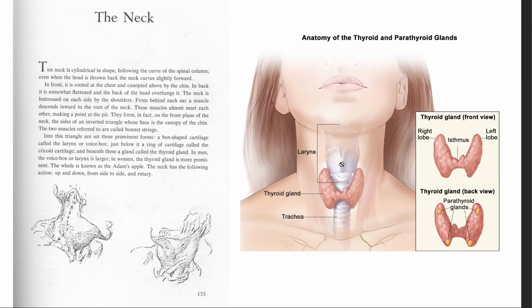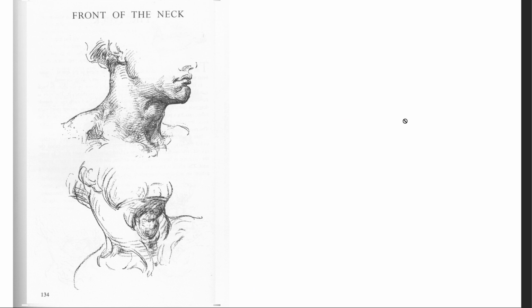This is the Adam's apple more specifically, and this is the thyroid shape. Men have a more dominant or predominant Adam's apple, while women have a more predominant thyroid gland. I'm not particularly fond of this page, although the top drawing is much better done than the bottom drawing.